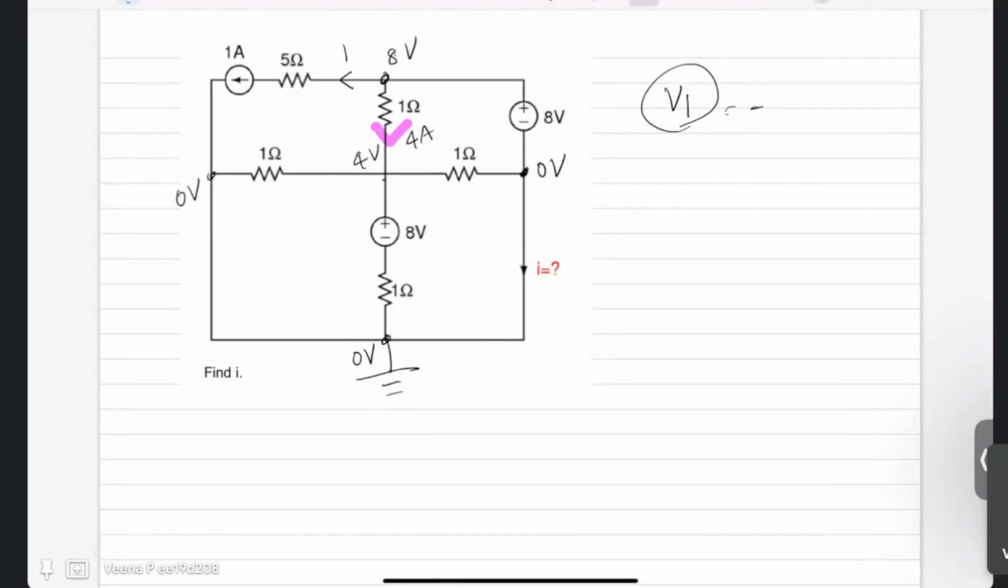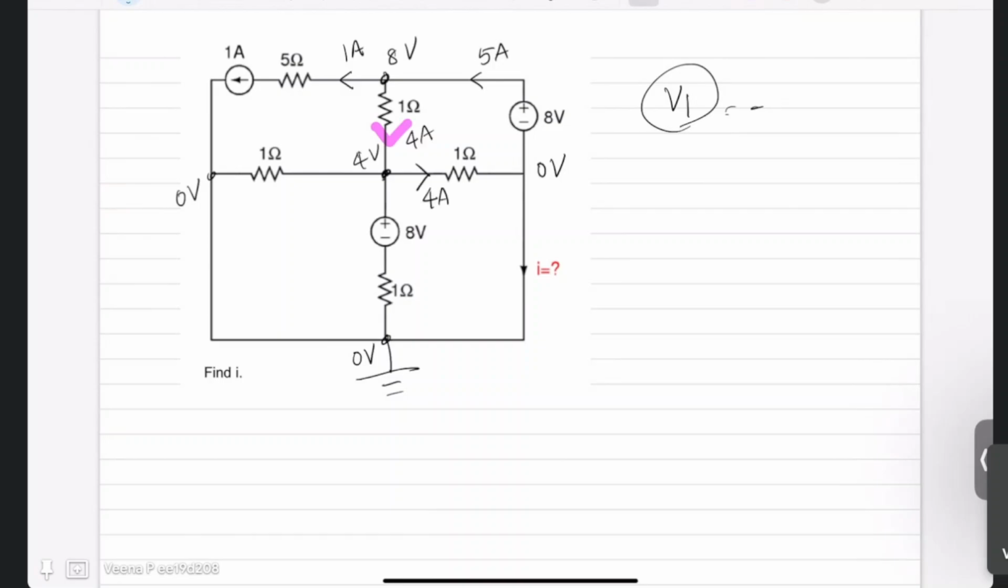And 1 ampere is flowing like this. That means from here, 5 ampere should come. Then only it will split into 1 and 4. Similarly, here it is 4 volts, here it is 0 volts. That means in this direction, 4 minus 0 by 1, 4 ampere will flow.